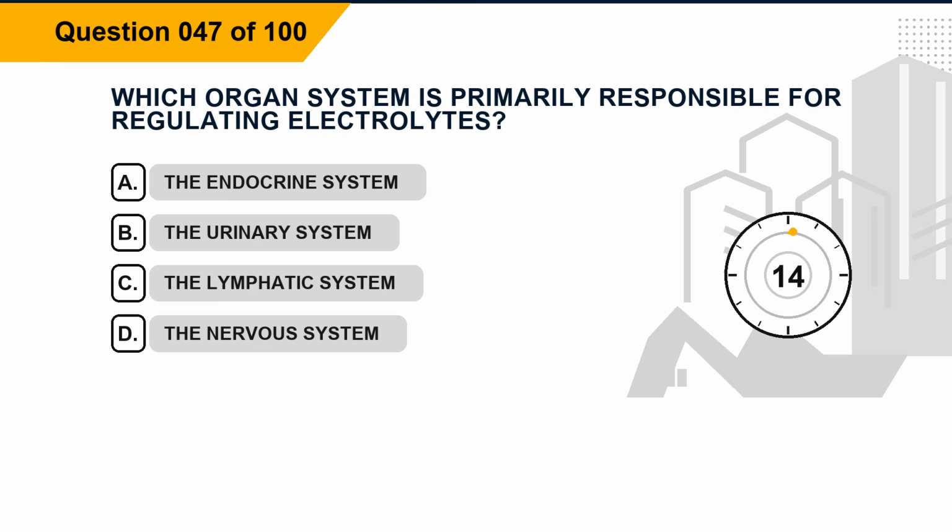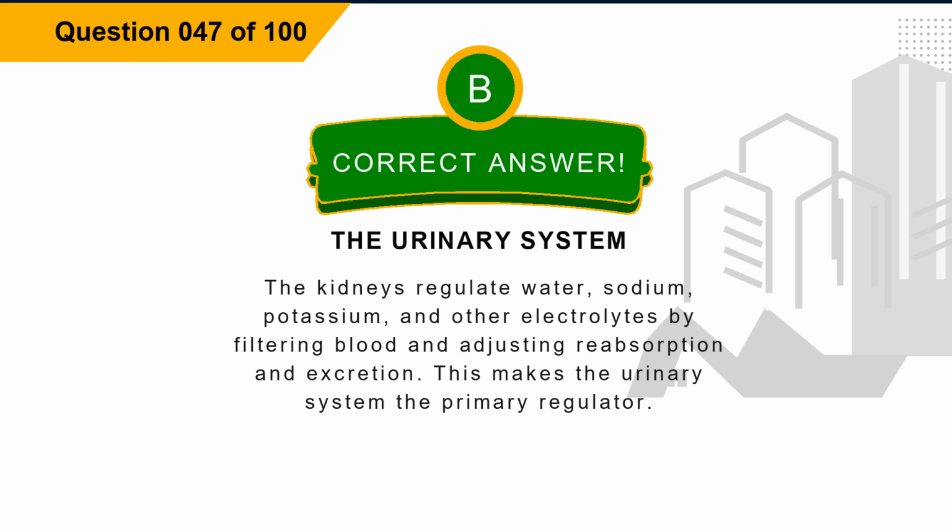Question 47. Which organ system is primarily responsible for regulating electrolytes? Option A. The endocrine system. Option B. The urinary system. Option C. The lymphatic system. Option D. The nervous system. The correct answer is option B.